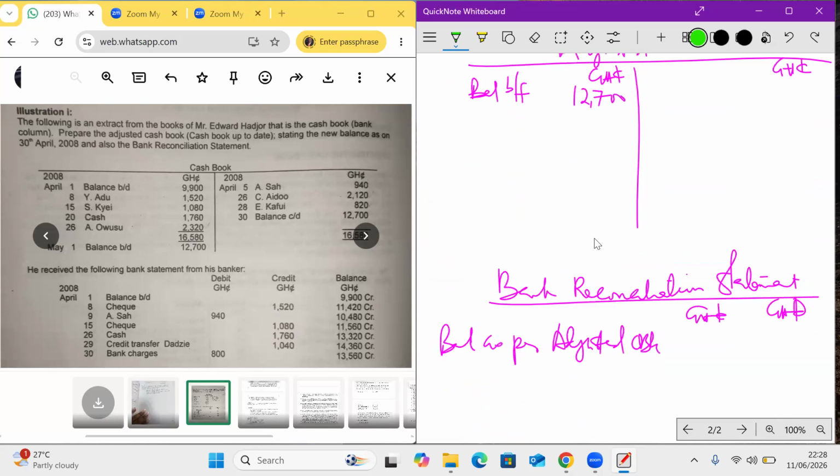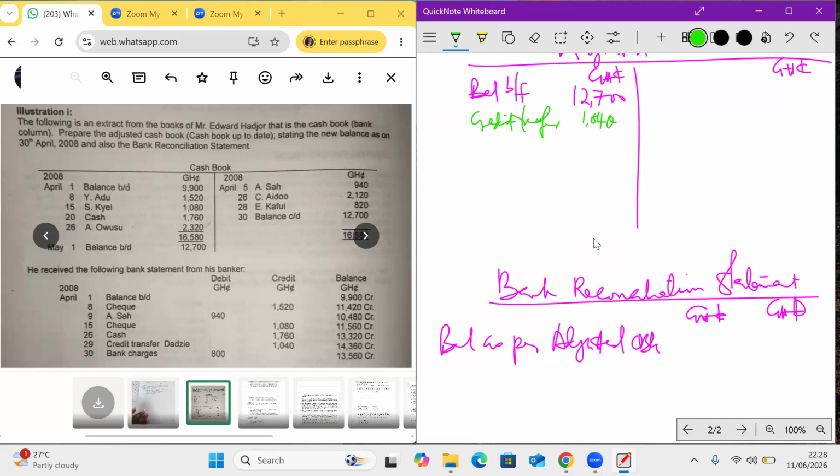So in the adjusted cash book, which side will we record the figure? Debit. How much? 1040. What is the name? Look at the name in the bank statement. The description: credit transfer. That's how you get it done if it's in tabular form or a bank statement.